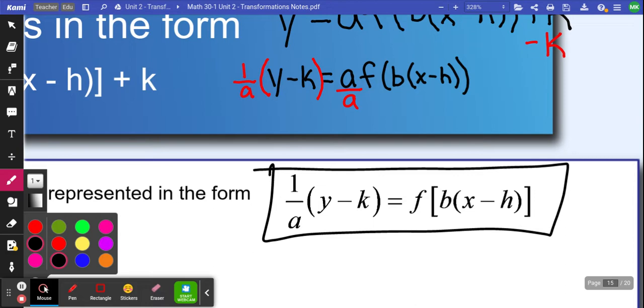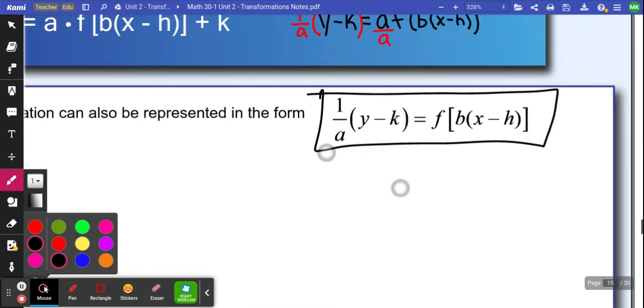The big thing is recognizing A, B, H, and K, no matter where they're located, are doing the same thing. We're still talking vertical and horizontal translations. We're still talking vertical and horizontal stretches. We're still talking about reflections about the x and the y axis. Okay? None of that stuff has changed.